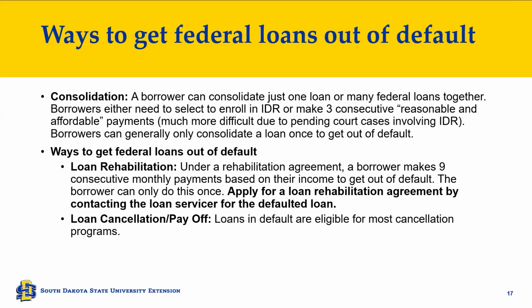Some other options are loan rehabilitation, where a borrower can make 9 consecutive monthly payments based on their income to get out of default. They can only do this once, and they do need to apply for that agreement. Or they can apply for loan cancellation or payoff. Loans that are in default are eligible for most cancellation programs. So this is just looking into that process to see if the individual is eligible.